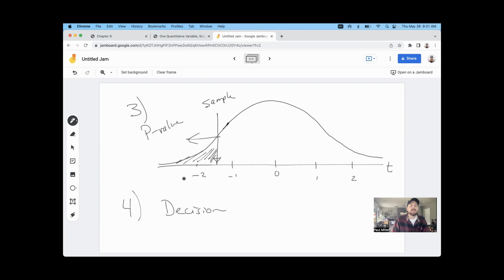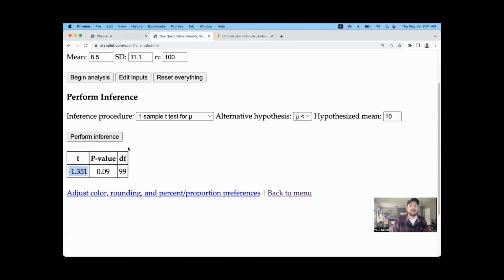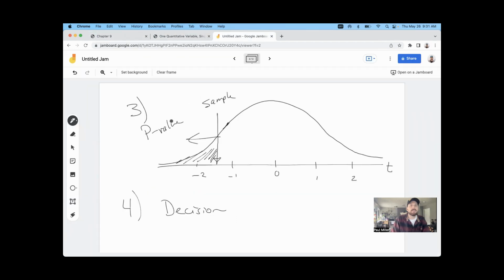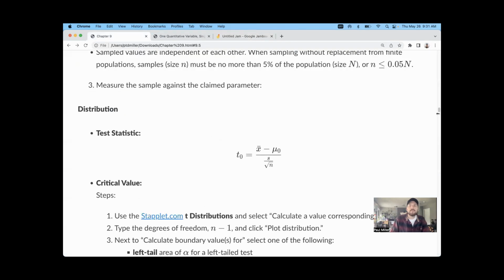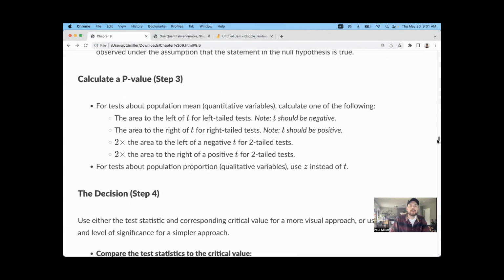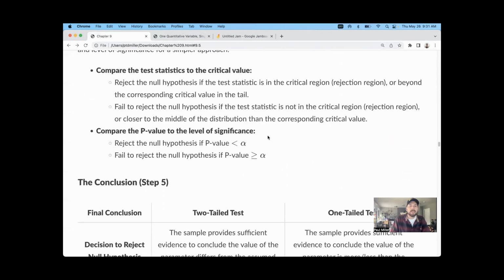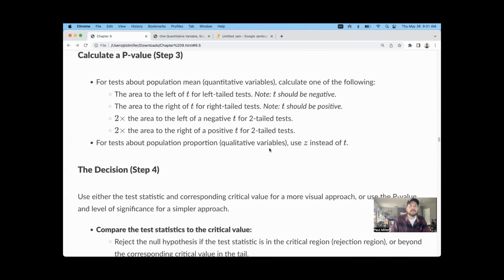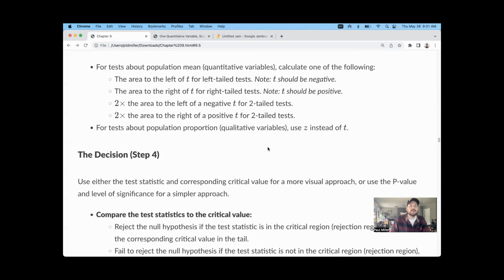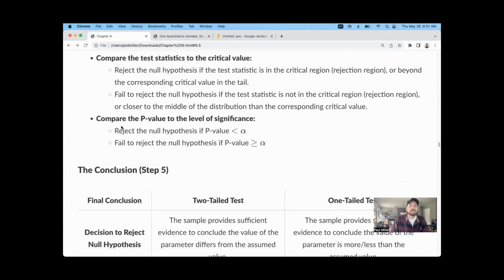Measures the area to the left of the sample. And that is outputting a p-value of 9%, 0.09. And the decision, we have to make a decision whether we want to reject H0 or fail to reject. And that is specifically listed here in 9.4. Reject the null hypothesis if the p-value is less than alpha. That's the situation we've got.